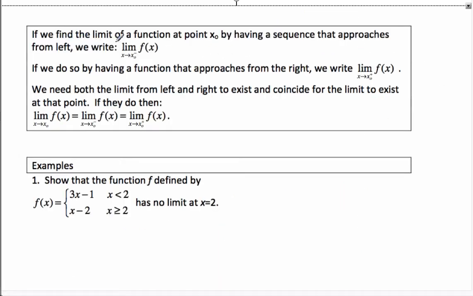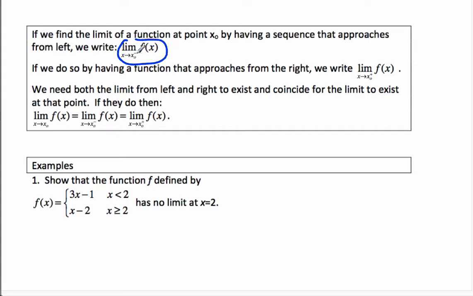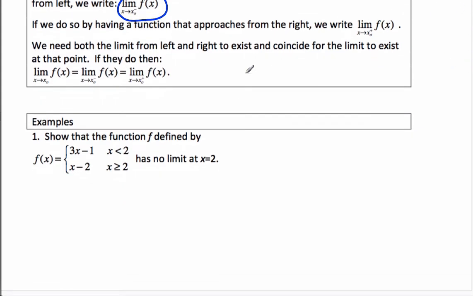Okay, so if we find the limit of a function at a point by having the sequence approach from the left, we write, okay, this is what we're just talking about, we write from the left as a negative and from the right as a positive, and only when they're both equal does the limit exist. Let's take a look at another example here.